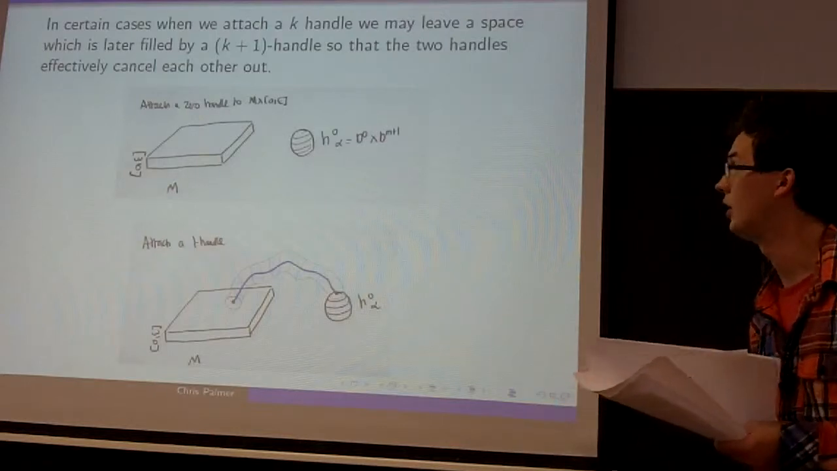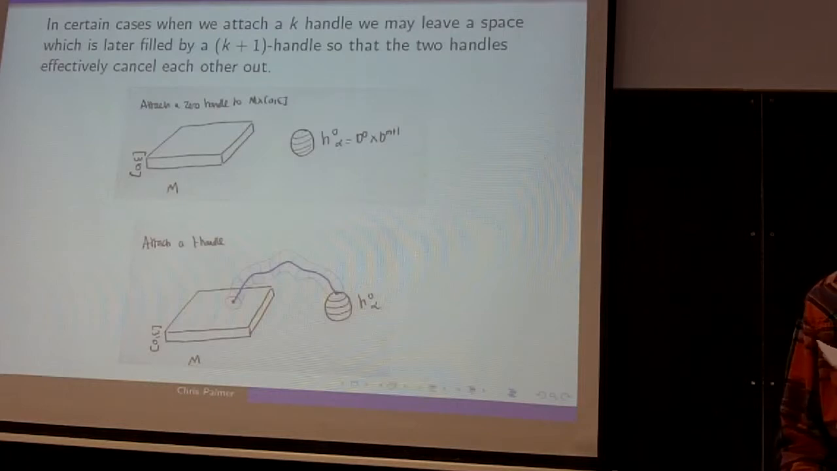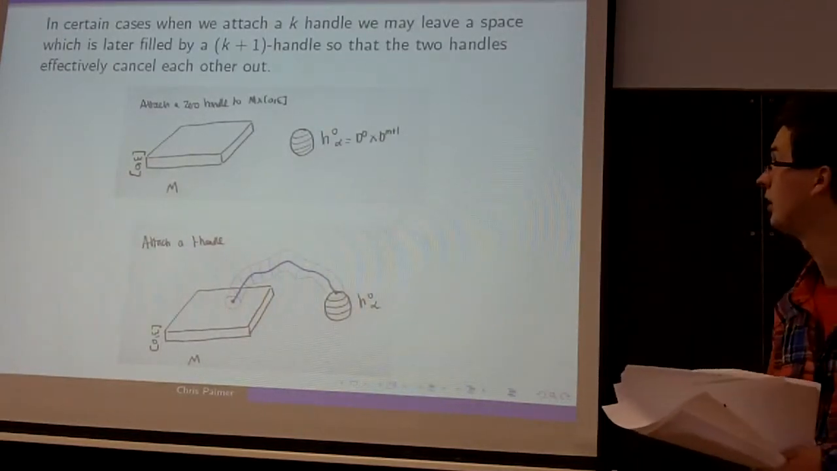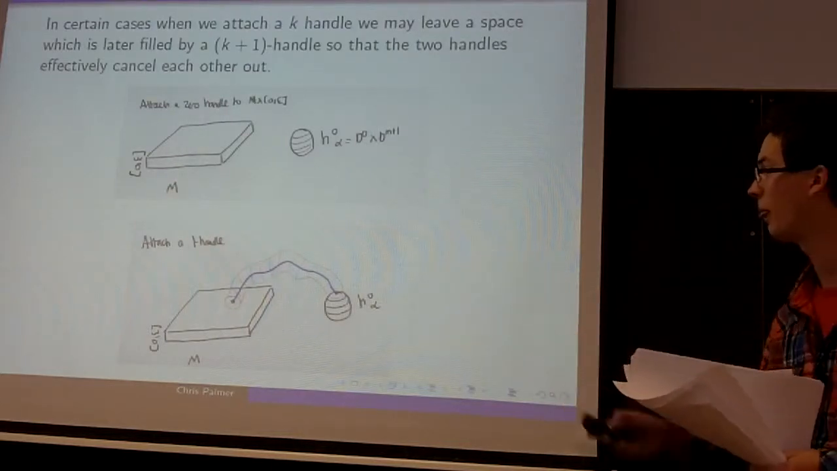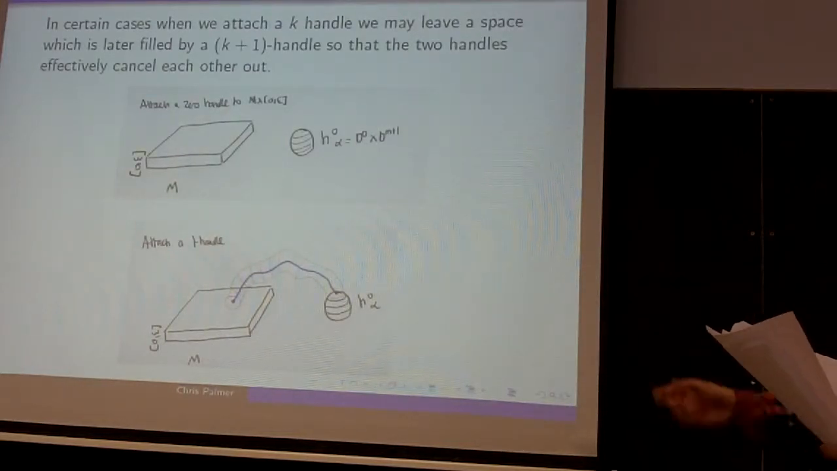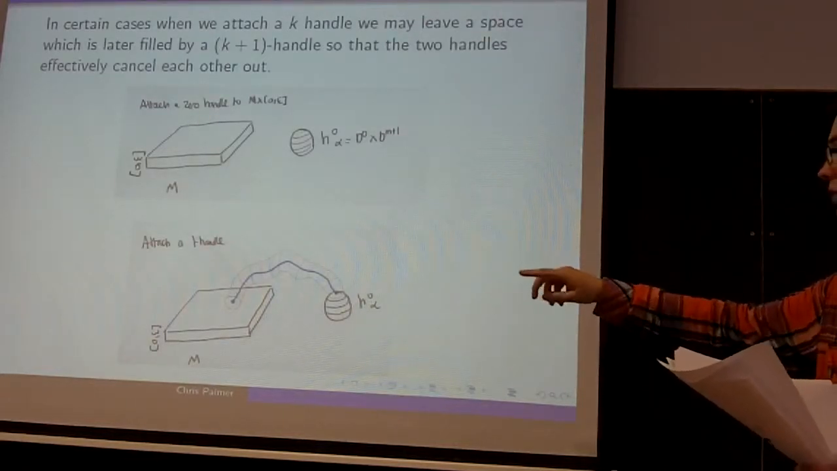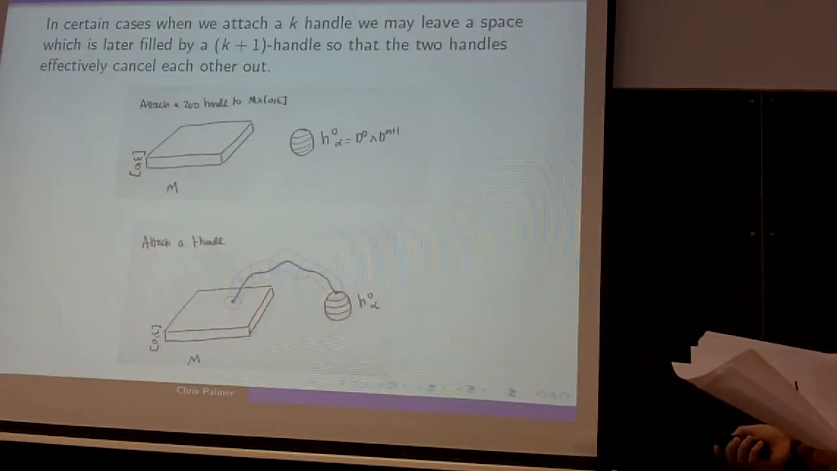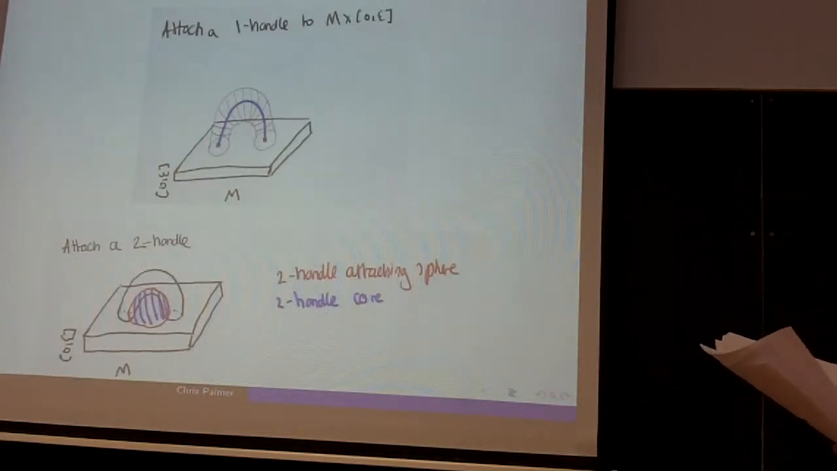We've attached a 0 handle. Attaching a 0 handle is just taking the disjoint union with an (n+1)-disk, because formally you need an embedding of S^(-1) cross D^(n+1), but that's just the empty set. And so then we attach a 1 handle, and you can see that you can smoothly deform this new space back to the original product. So essentially we've done nothing.